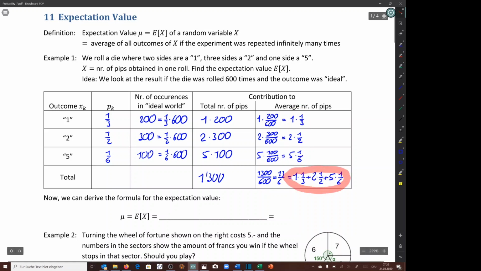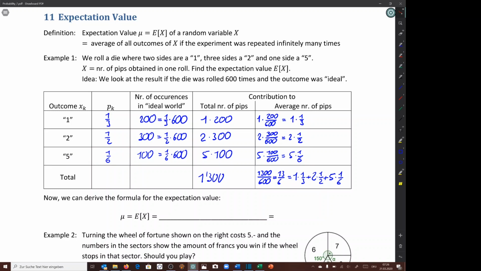So when we look now at these numbers here, what do we have here? Actually, we have the outcome 1, the x1, let's say, times its probability 1/3. Here 2, that's the x2, times 1/2, its probability. And here we have the outcome 5, times its probability 1/6. And so we see now what the formula is for the expectation value.